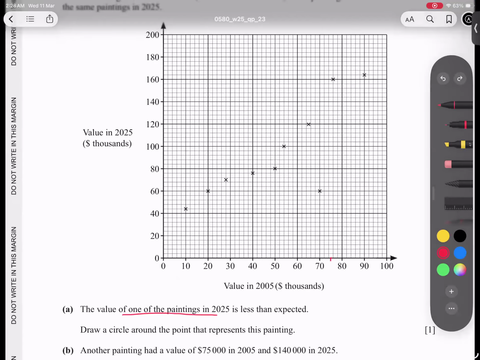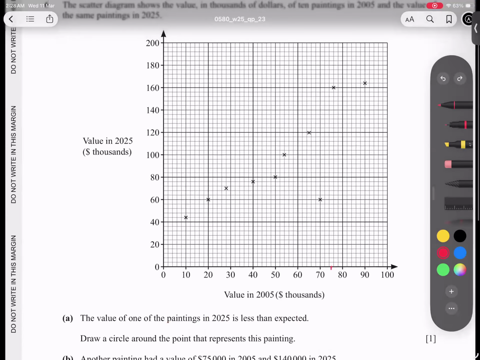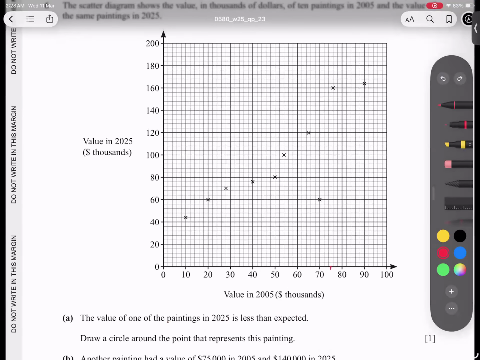The value of one painting in 2025 is less than expected. Expected is called average. Where is the average? Average is a middle line somewhere here. All these points are close enough to the line, but there is only one value which is a big difference from the line, and this is called an abnormal value. He said to draw a circle around the point, that painting. So I will just circle it, that's it.